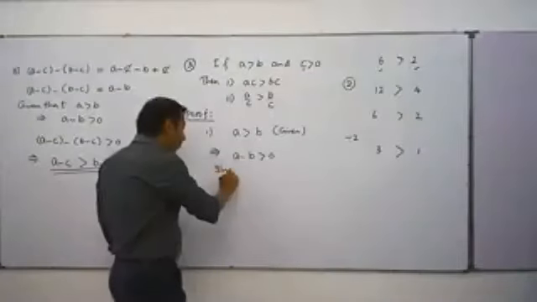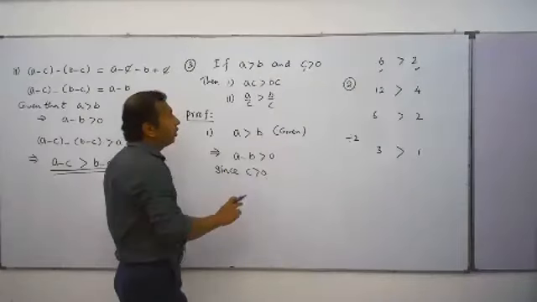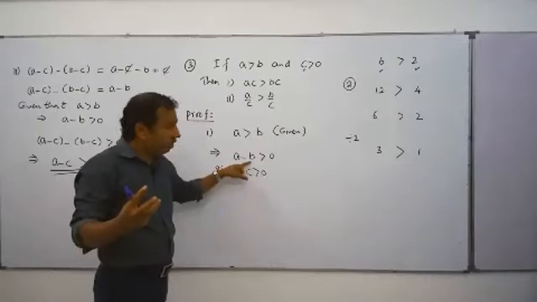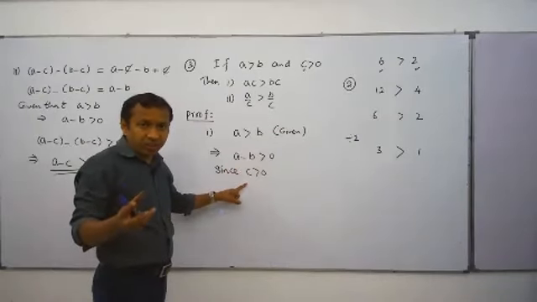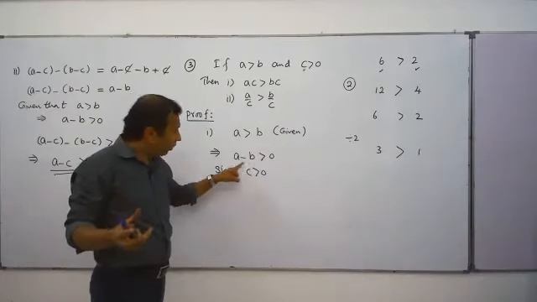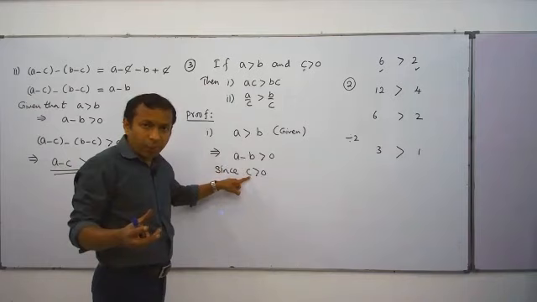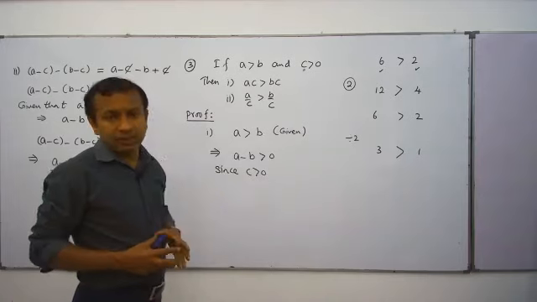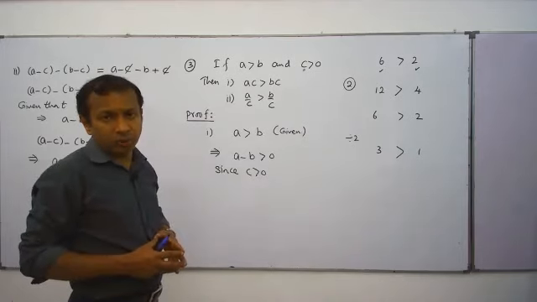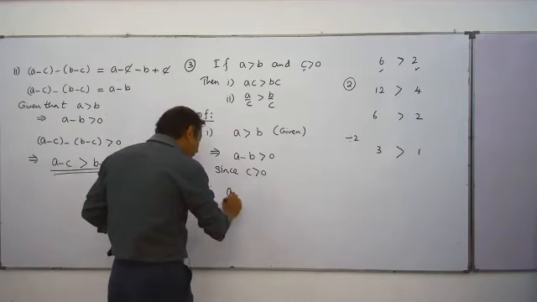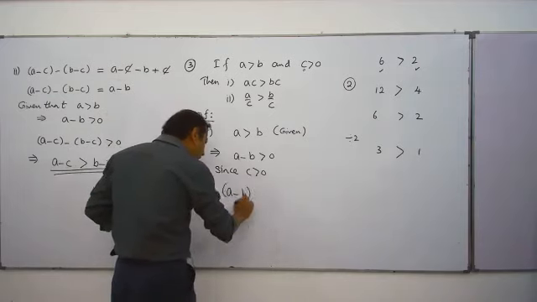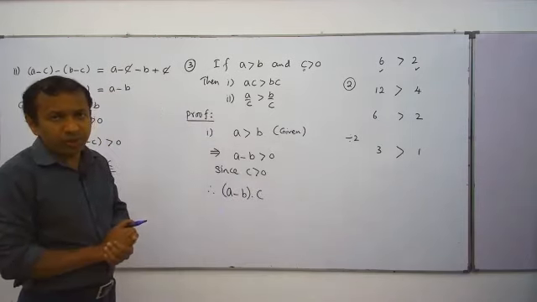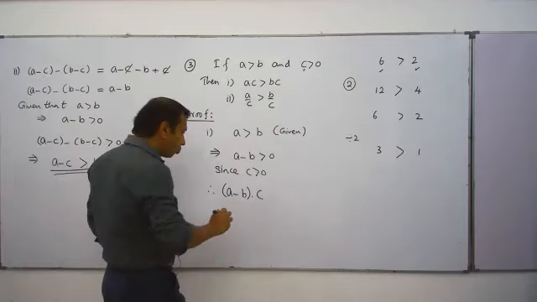Since C greater than 0, C is given as a positive value. Now this A minus B is a single number, it is positive. C is also another single number, also positive. You know, people, when we multiply two positive values, the answer is another positive value. Therefore, we can write A minus B and C multiplied. The product of two positive real numbers is positive. So this should be positive.